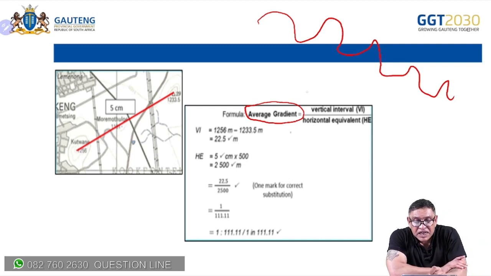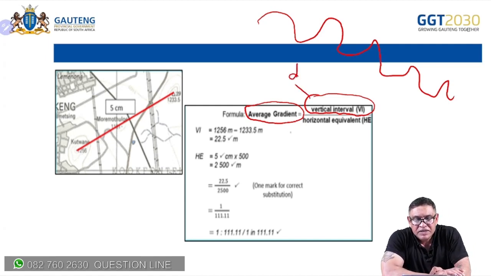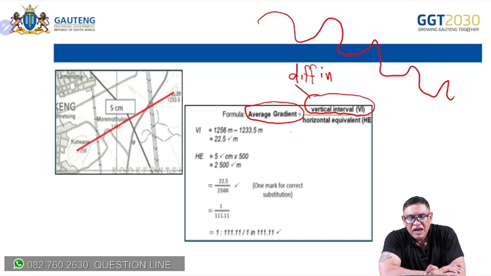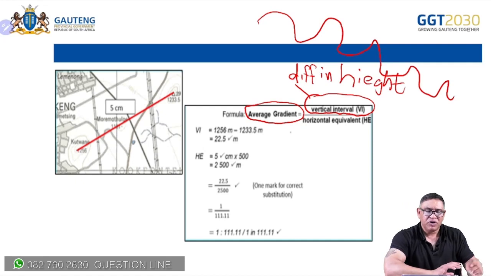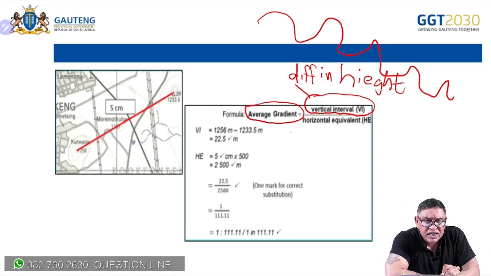What is vertical interval? Simply, it means difference in height. And I'm sure all of you can work it out, learners. This is a trigonometrical station. That's the number and that is the height.